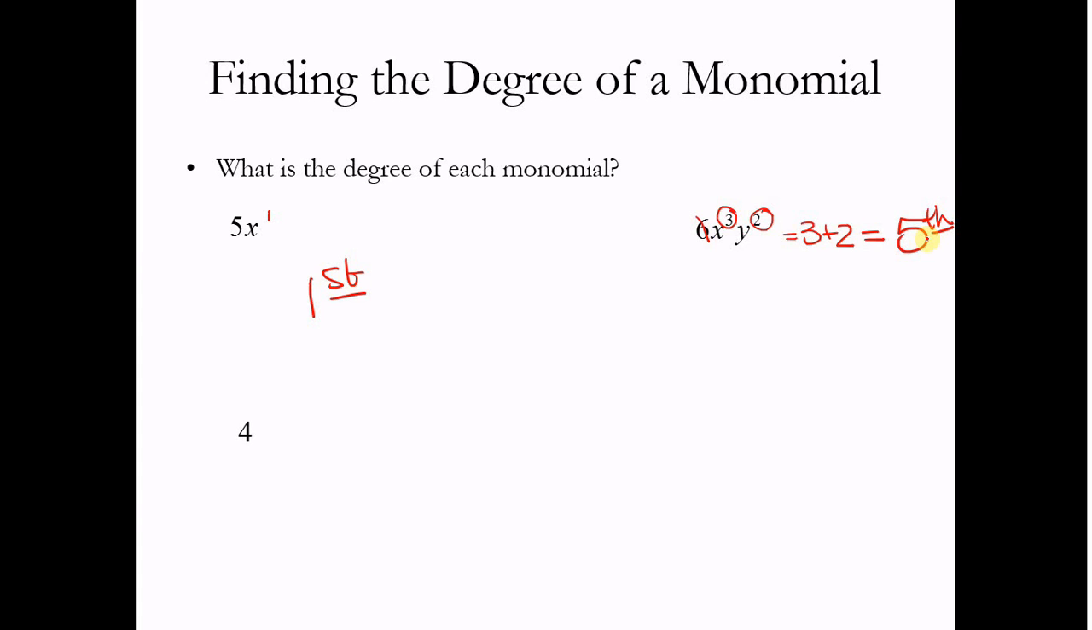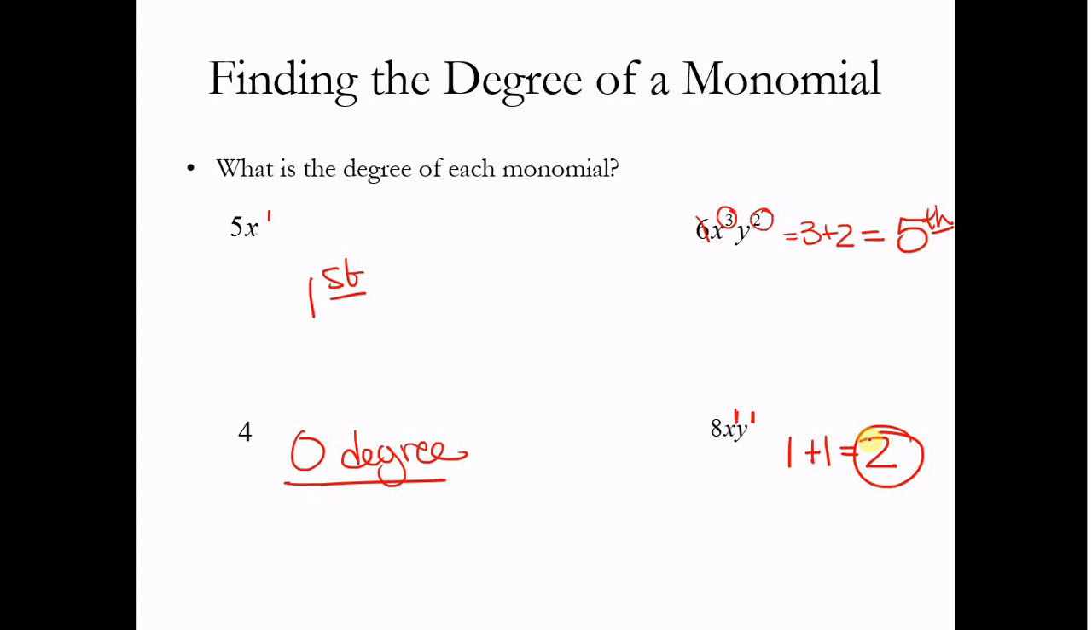What about 4? Are there any letters with 4? No. So this is a 0 degree. And then 8xy, so I have a 1 there and a 1 there, so we're going to add 1 plus 1, which gives me a 2nd degree. So you're going to want to be careful of those, watch for those.